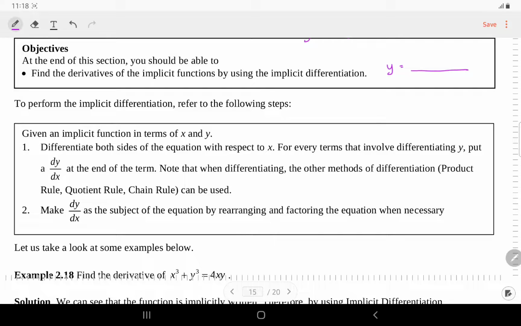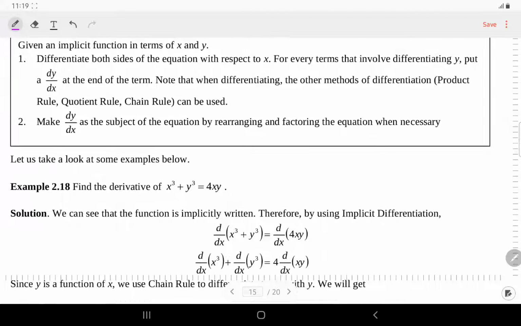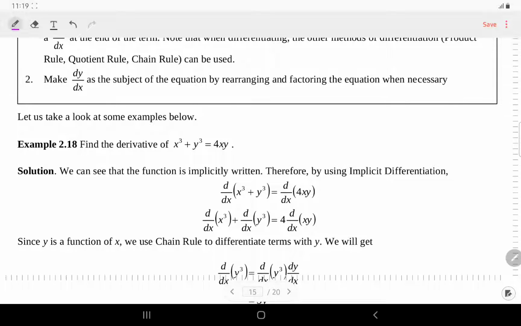And for the second step, you need to make dy over dx the subject of the equation. So that's how to differentiate an implicit function. So let's take a look at this example. This is one of the examples of an implicit function, where we cannot express y as a function of x only. So how to differentiate this function?